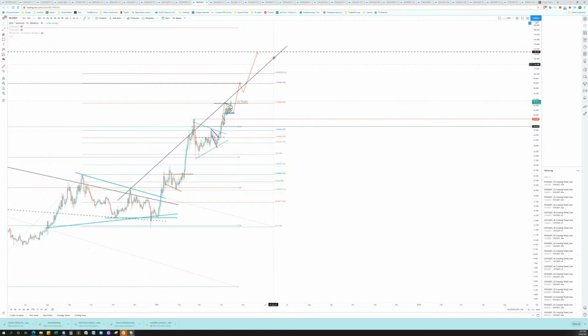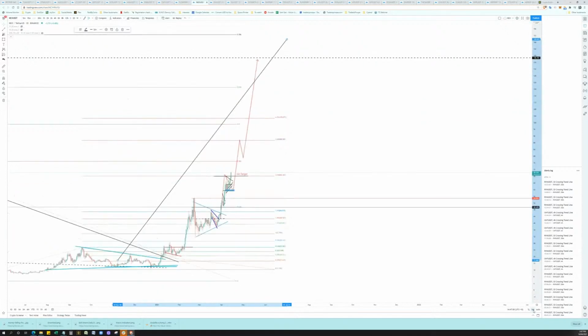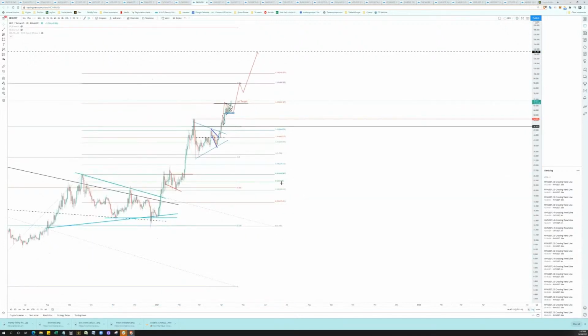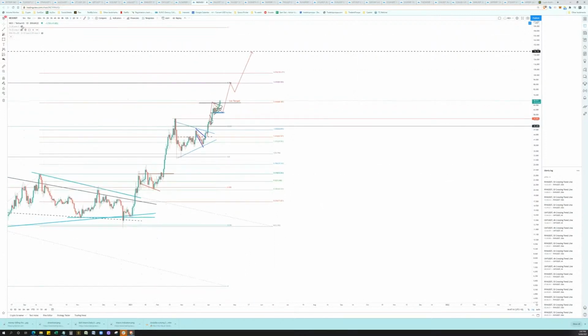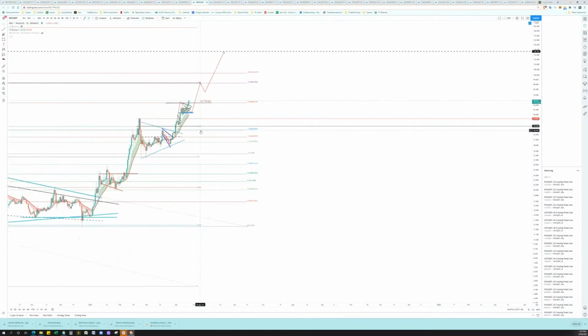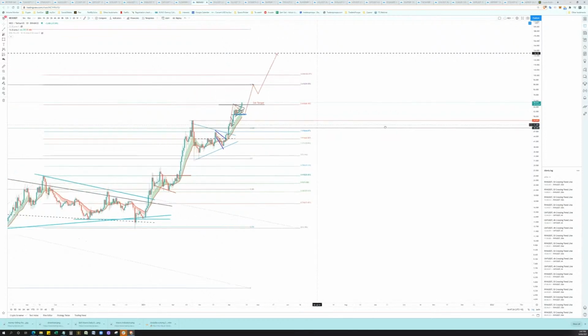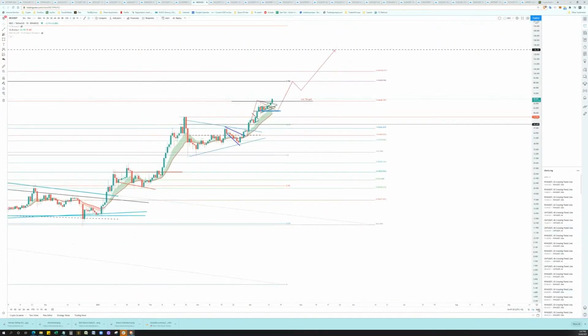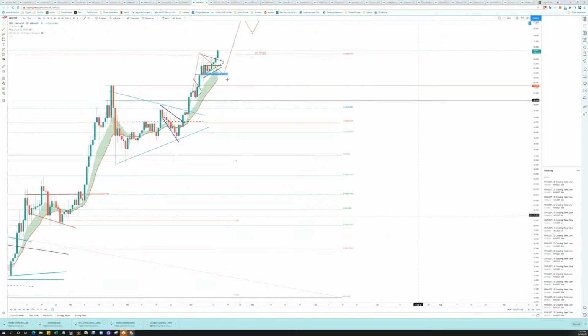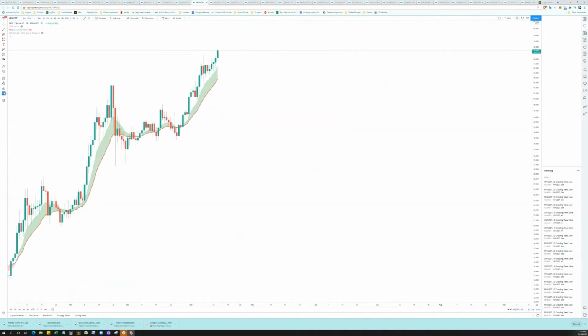Okay, so this line is invalid on this. Yeah, that's invalid. And let's add the 10 and 20 moving average on the daily. Okay. It's not even actually touching, is it? It's not really touching it. So the 10 daily is not right.